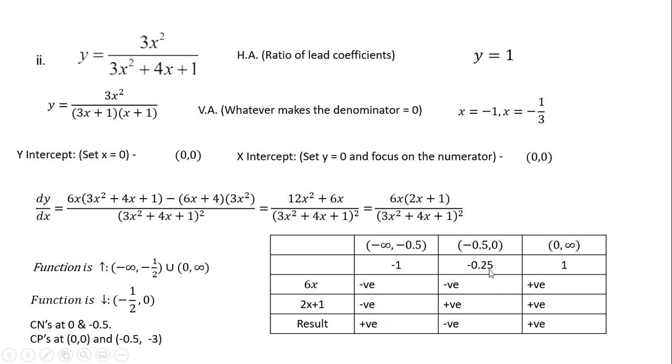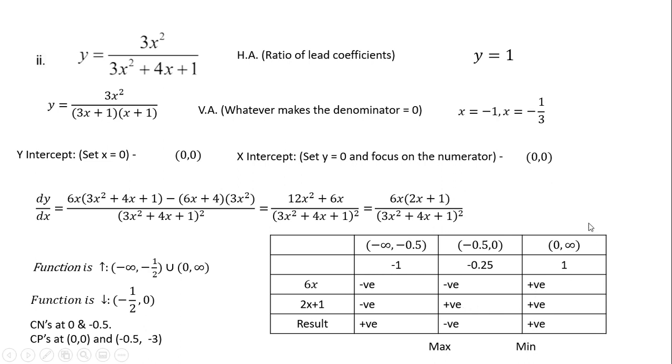Put minus 0.25 into the 6x, and put minus 0.25 into 2x plus 1. This turns out to be negative and positive, so that's an odd number of negatives, so this is going to be negative. If I put 1 into each of these, I'm going to end up with all positive. So this part's positive. What is this telling me? This is a max here because I'm going from positive to negative. So that's the max, and this is a min here.